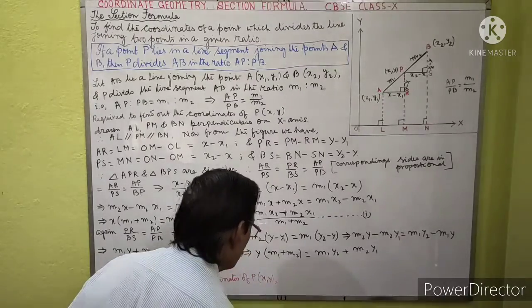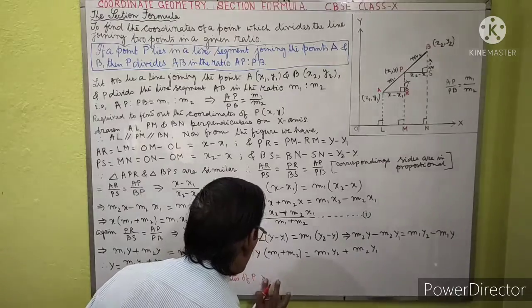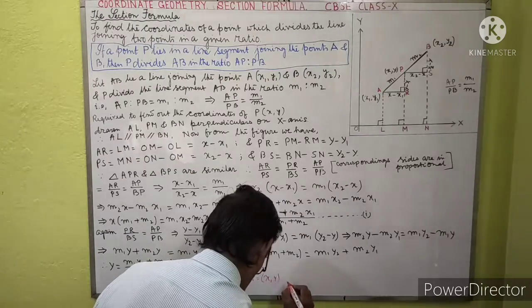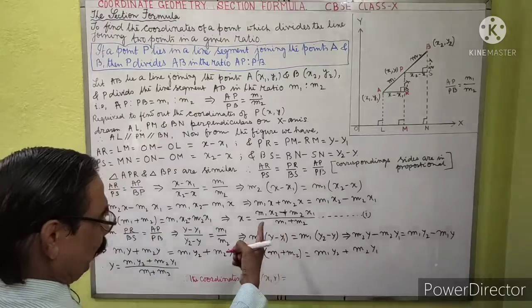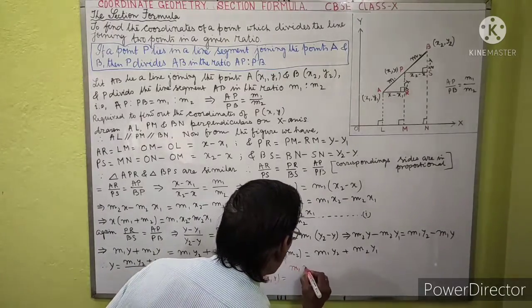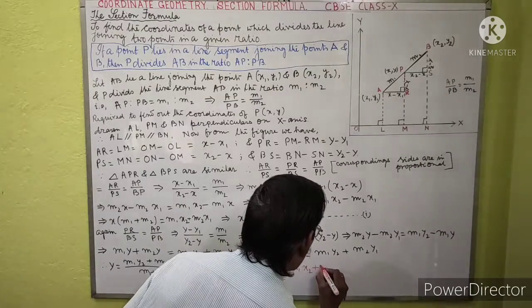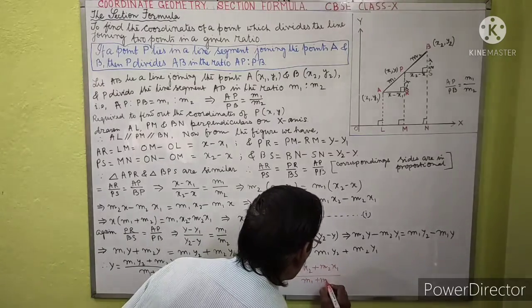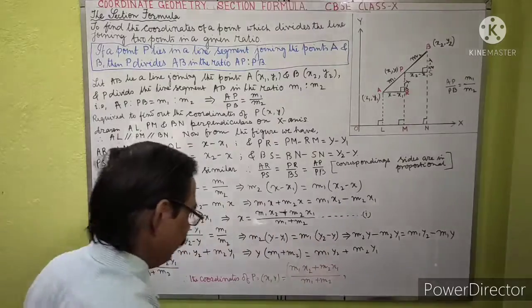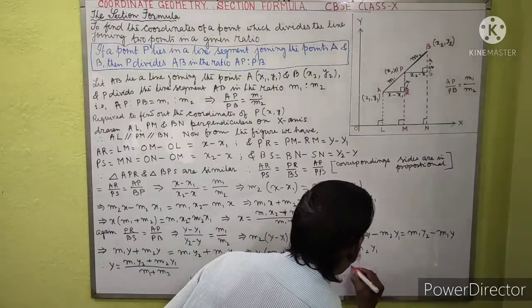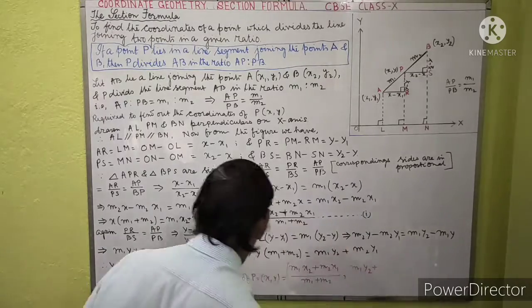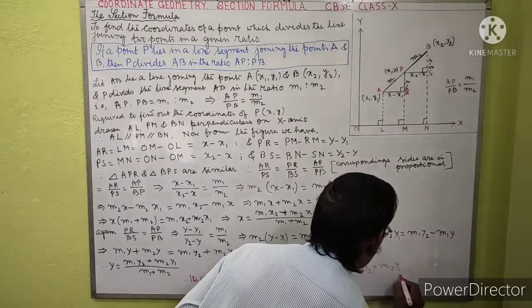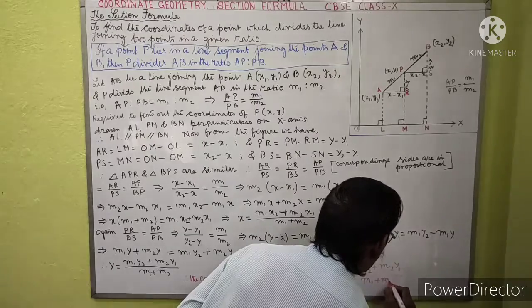So we are getting the coordinates of P, x, y: x equals (M1 x2 plus M2 x1) by (M1 plus M2), and y equals (M1 y2 plus M2 y1) by (M1 plus M2).